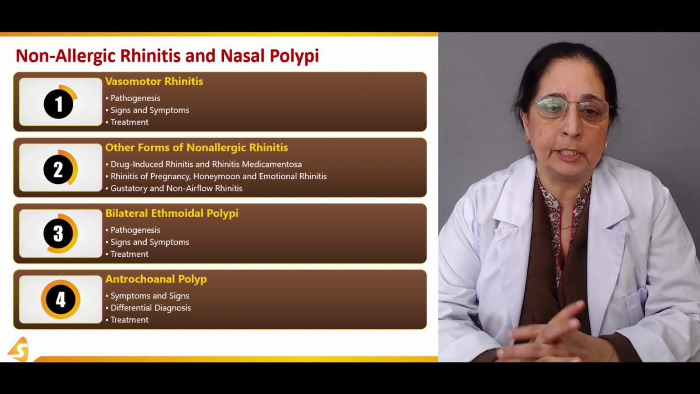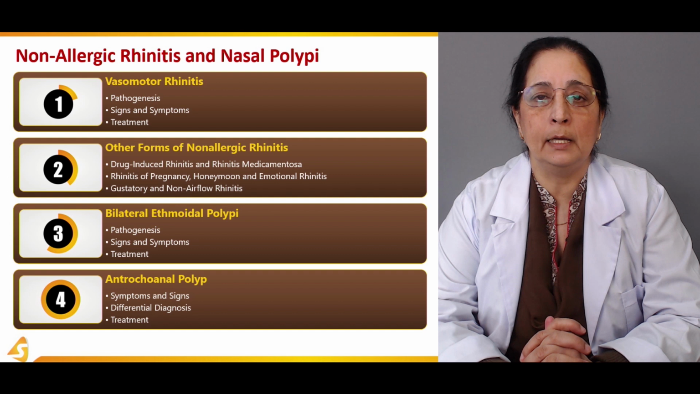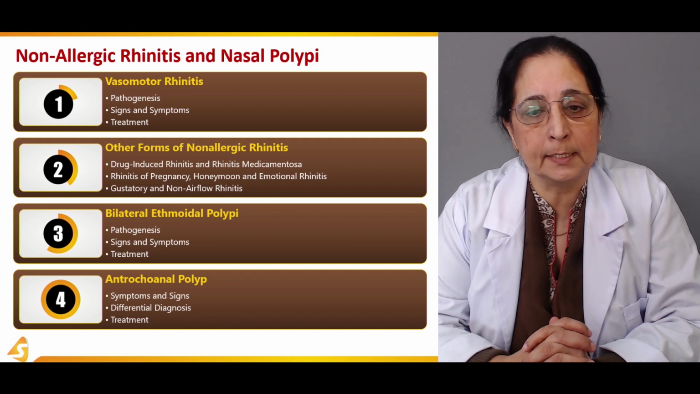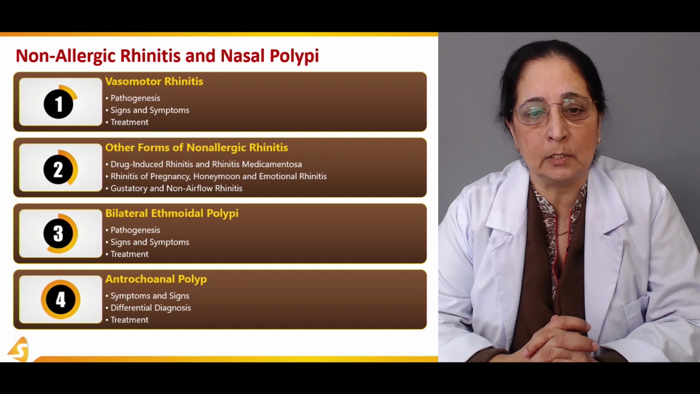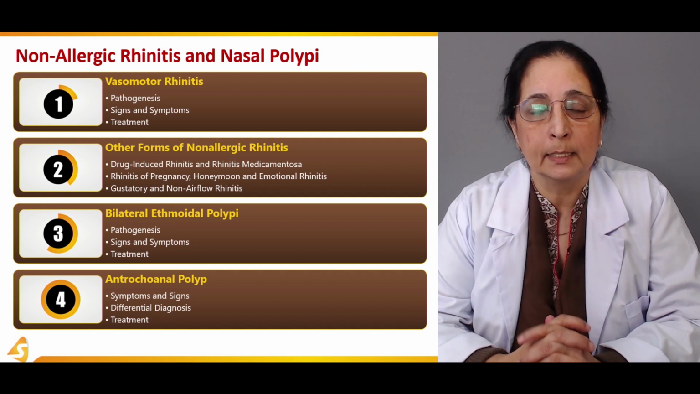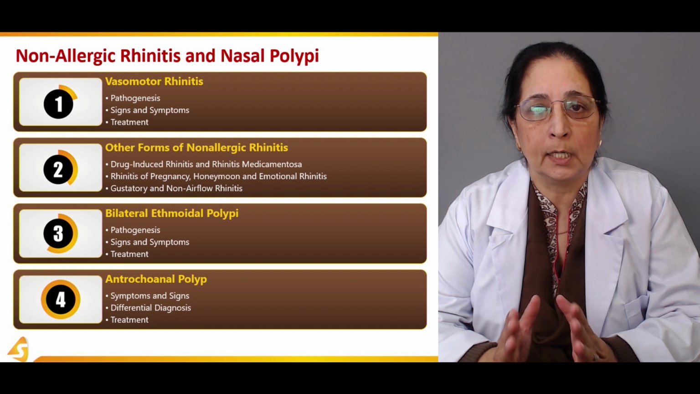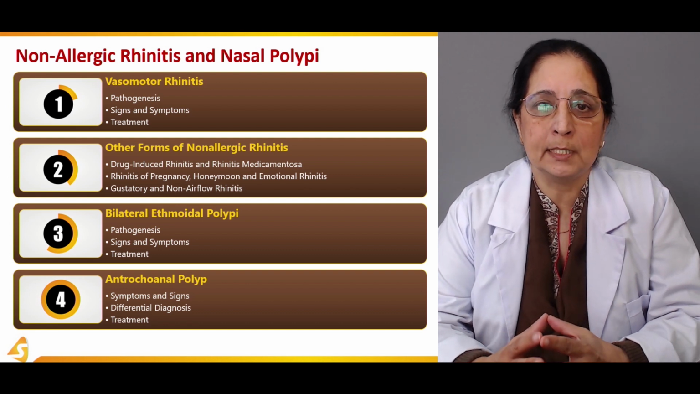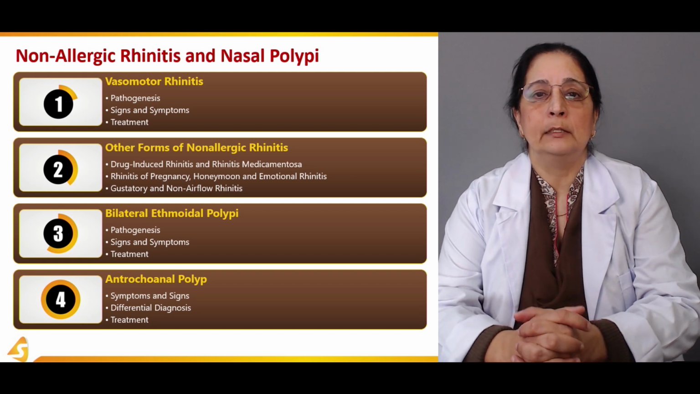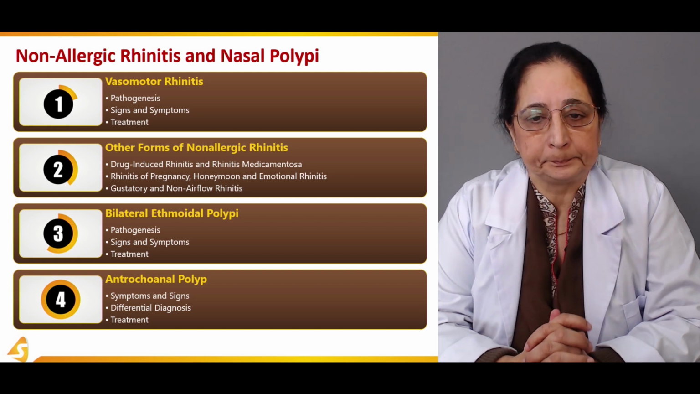Then in the third section, we will talk about the ethmoidal polyps and how they develop, what is the pathogenesis of ethmoidal polyps, bilateral, what are the signs and symptoms, how they present, and what is the management of ethmoidal polyps.